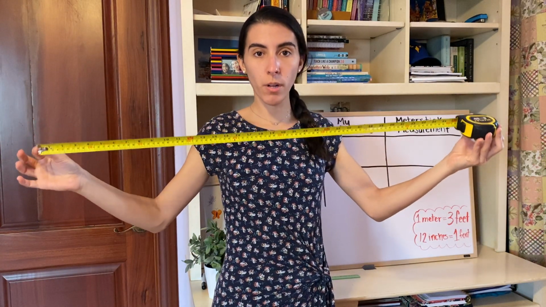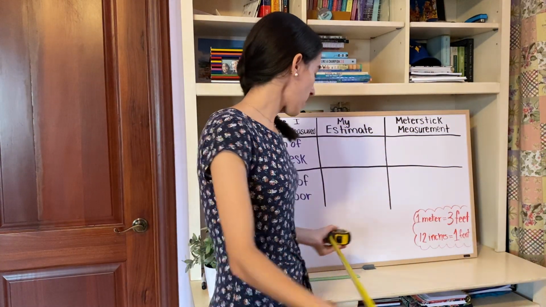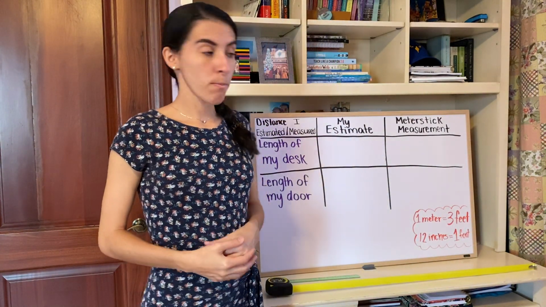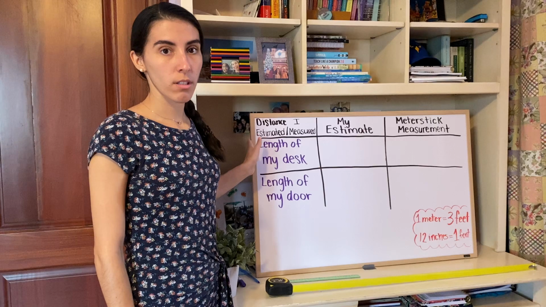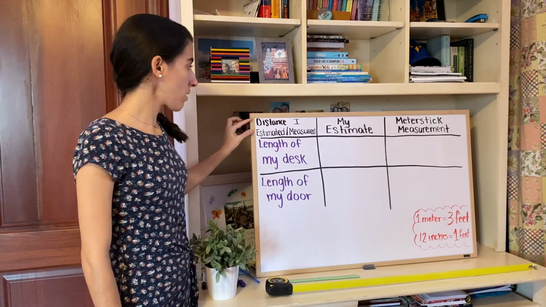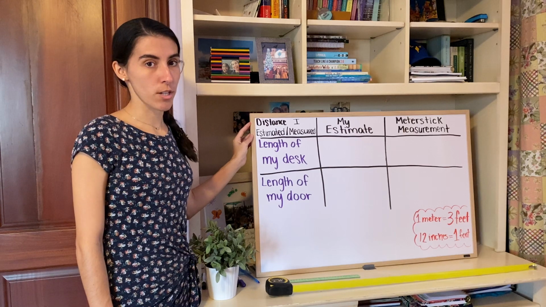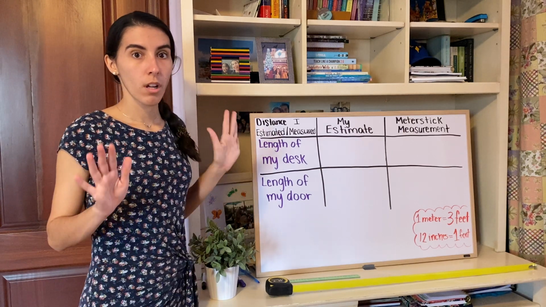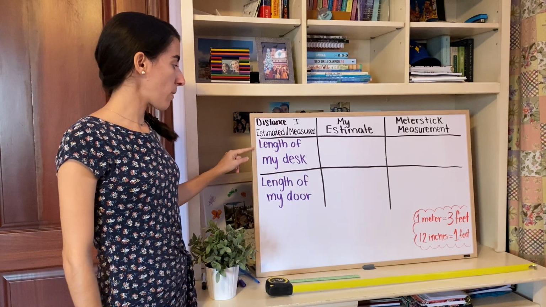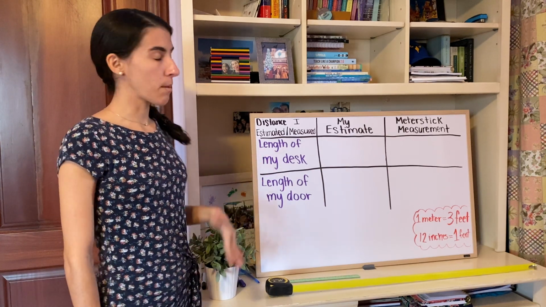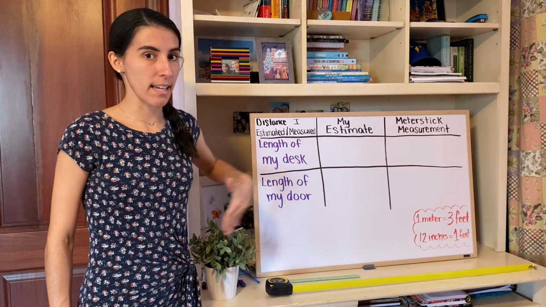Now on page 209, they are asking you to estimate and to measure. So you should have a chart that looks like this. Now, the first part says distance I estimated or measured. Okay, so the first thing is you are going to write different distances that you want to measure. My first example says length of my desk.